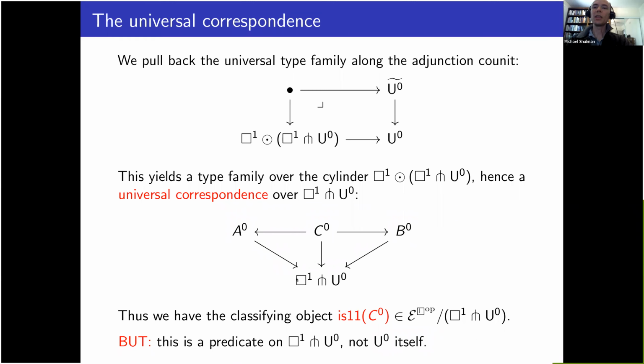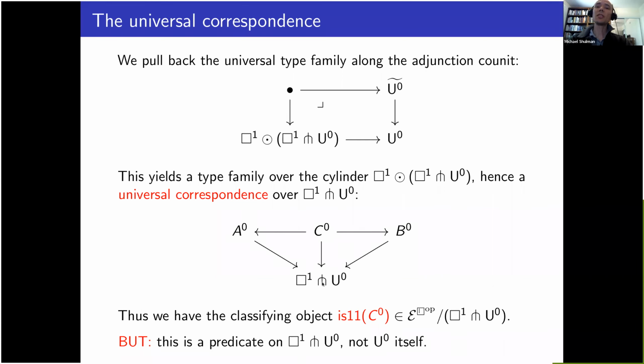And so we'd like to be able to say this thing should be our universe, but it doesn't live over, I want to build a sub-object of U0. But this is not a sub-object of U0, it lives over the path spaces in U0 rather than U0 itself, because that's where this universal correspondence is.